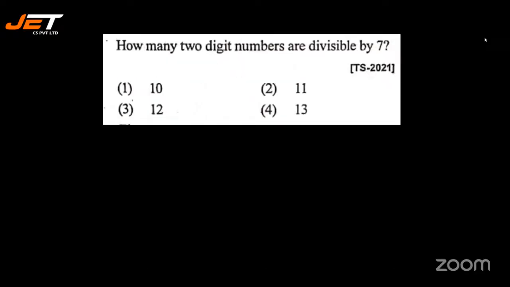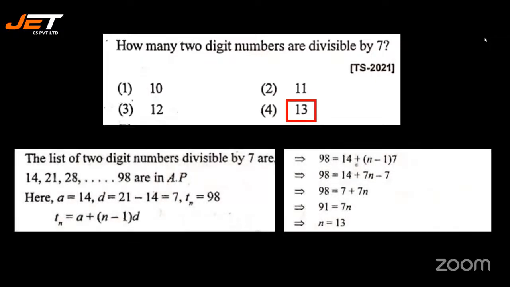How many 2-digit numbers are divisible by 7? All right. So now we need to just locate it. 14, 21, 28, and so on, the last number is 98. So Tn is 98, a is 14, d is T2 minus T1, 21 minus 14, which is 7. So if you put it in this a plus n minus 1 into d, you get n is 13.